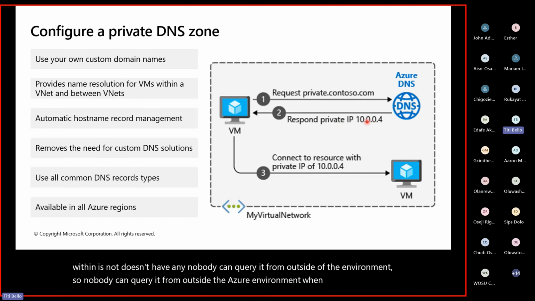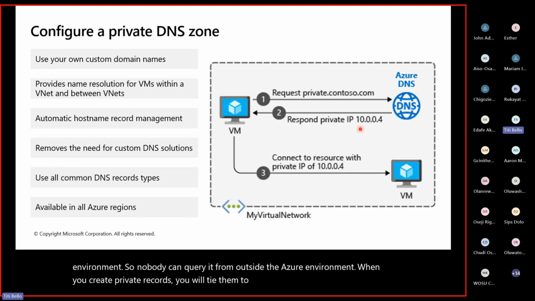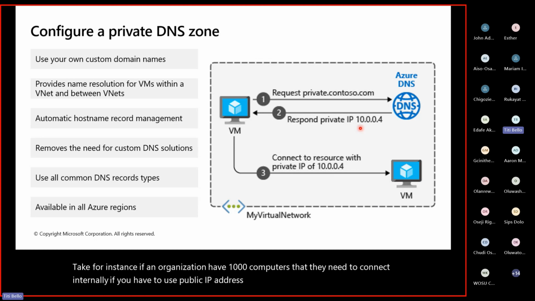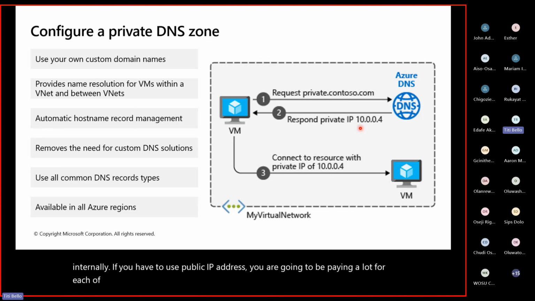When you create private records, you will tie them to private IP addresses. When we were talking about IP addresses the other time, because the course time does not allow us to expand further, you might want to go and read more about it. You have categories or types of IP addresses: the private IP and the public IP. The private IPs are the IP addresses that are used internally. Take for instance, if an organization has 1,000 computers that they need to connect internally, if you have to use public IP addresses, you are going to be paying a lot for each of those IPs that will be assigned to those 1,000 machines.